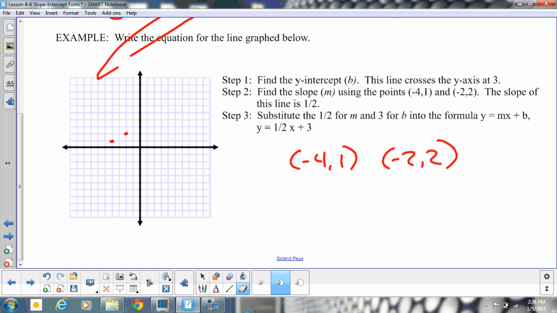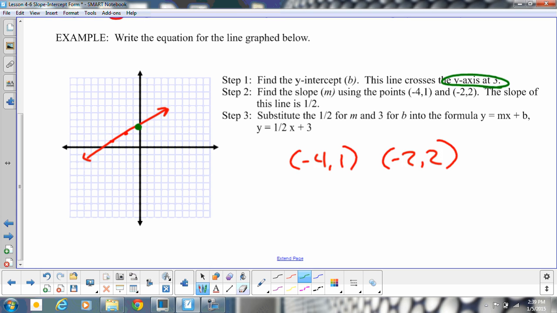All right. We'll just move those lines up there. We're going to draw our line through these 2 points, connecting our dots, and we're getting pretty close. It would be even closer if I used a ruler. And I see that my y-intercept here is 3. It crosses the y-axis at 3.